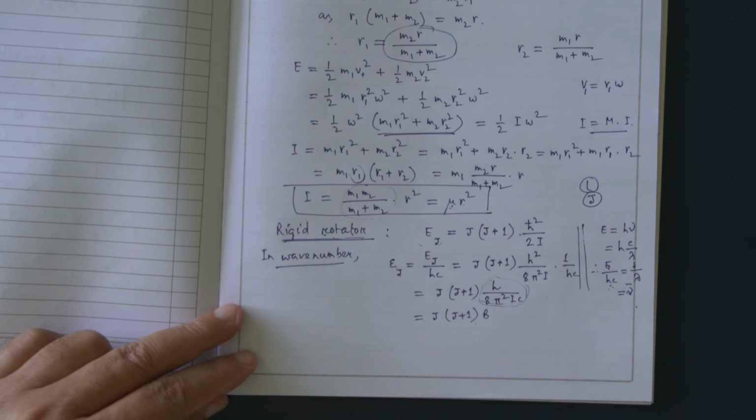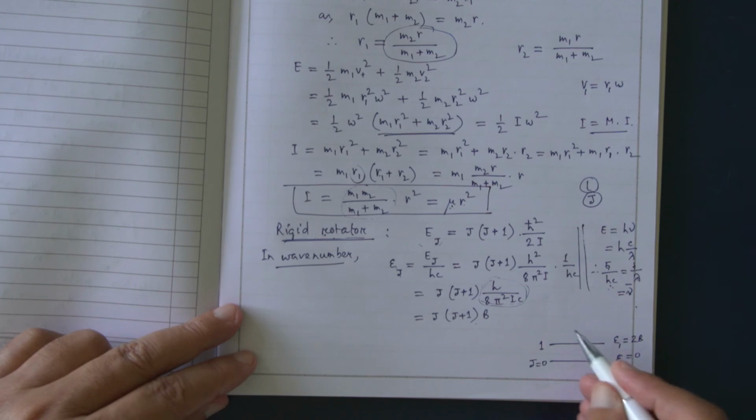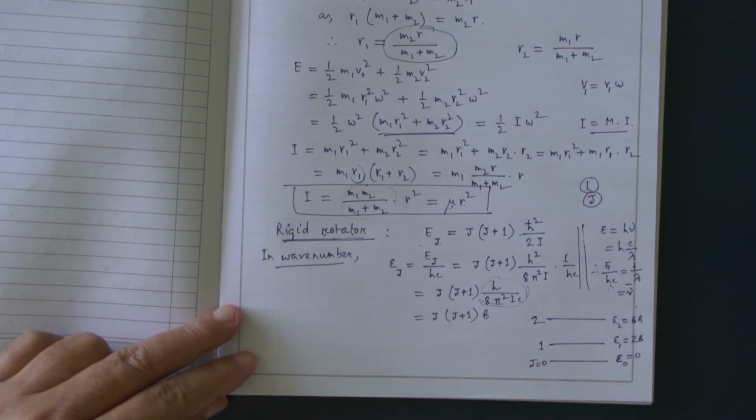Okay, so once again, these are the energy levels. J equal to 0, energy is 0. J equal to 1, energy equals 2B. J equal to 2, energy equals 6B, and so on. So these are the energy levels.